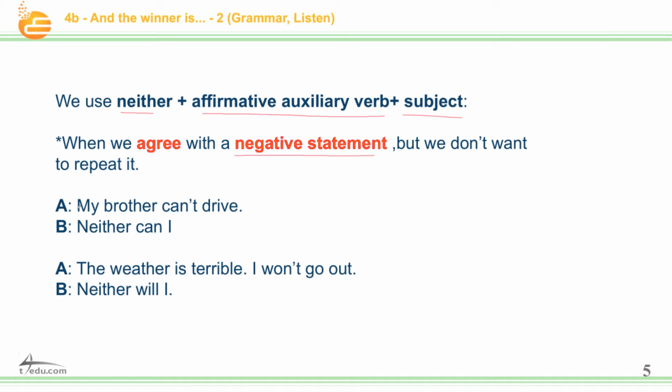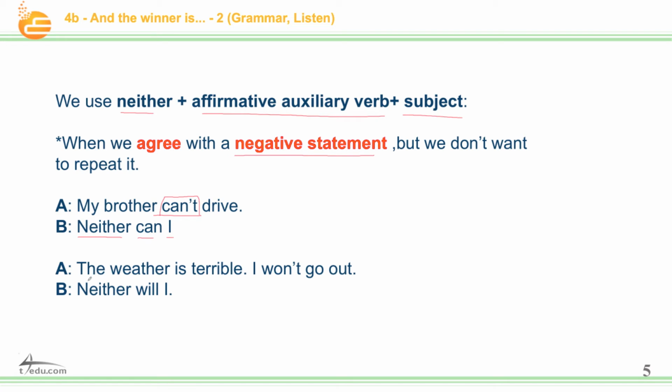Let's take some examples. A: My brother can't drive. B: Neither can I. Neither, auxiliary affirmative verb, then the subject, I. Okay? This is a negative statement. Can't, not can. If it's can, we say so can I. But if it's can't, negative, we will say neither can I.